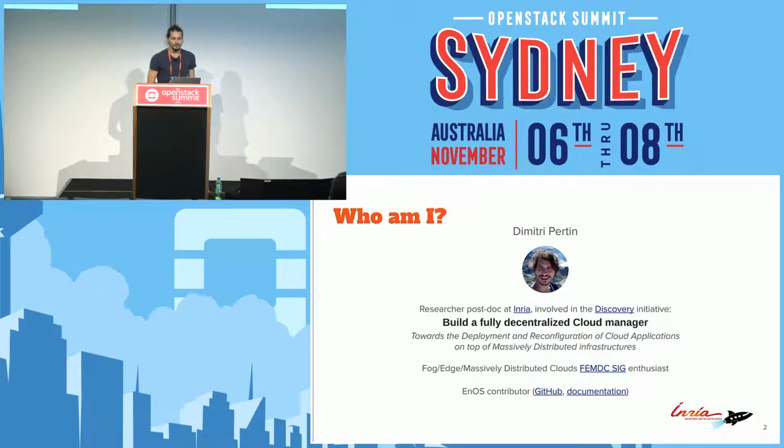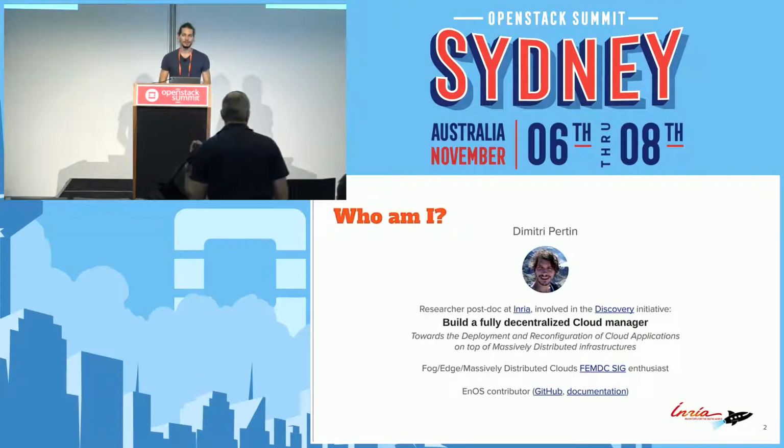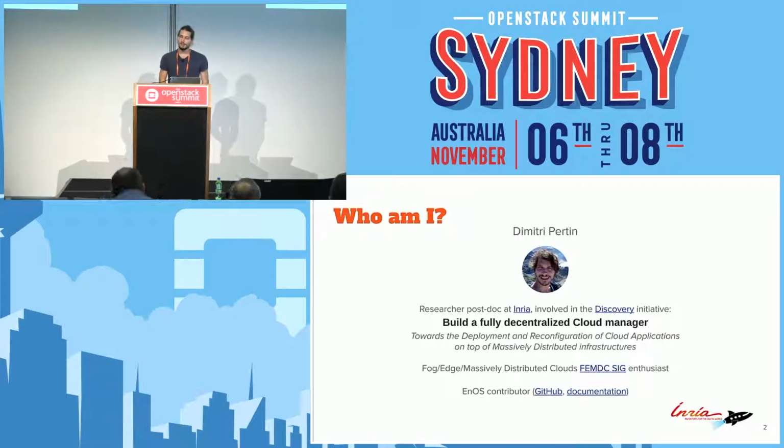So my name is Dimitri Pertin. I am a researcher at INRIA, the French Research Institute of Computer Science and Automation. I am involved in the Discovery Initiative, which is an ambitious project about building a fully decentralized cloud manager. And more precisely, my topic in this project is about the deployment and the reconfiguration of cloud applications on top of massively distributed infrastructures like fog infrastructures. So naturally, I am involved in the FEMDC, Fog Edge and Massively Distributed Cloud SIG, and I am a contributor of EnOS, which is a framework that I'm going to present in this talk.